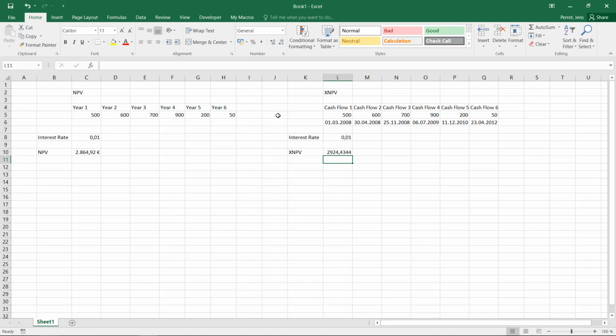And well, that's already everything there is on using net present value or XNPV to get the present value of a list of cash flows.